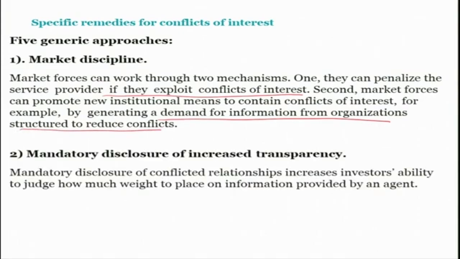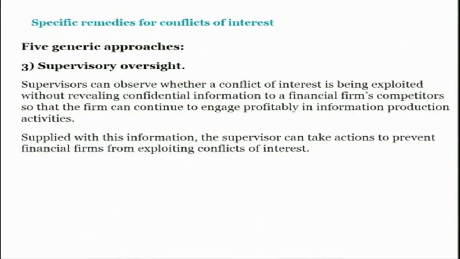Second one is mandatory disclosure for increased transparency. That means making mandatory the disclosure of conflicted relationships increases investors' ability to judge how much weight to place on information provided by an agent. That means if an investment bank is also engaged in consultancy business, they also need to clearly disclose who their clients are, what kind of products they advise, and make all this information public. And third one is supervisory oversight.